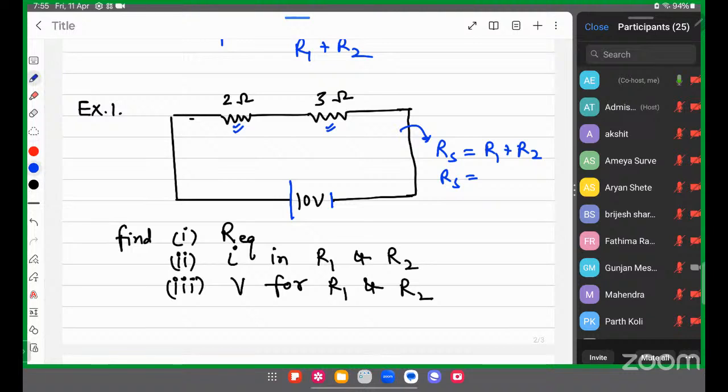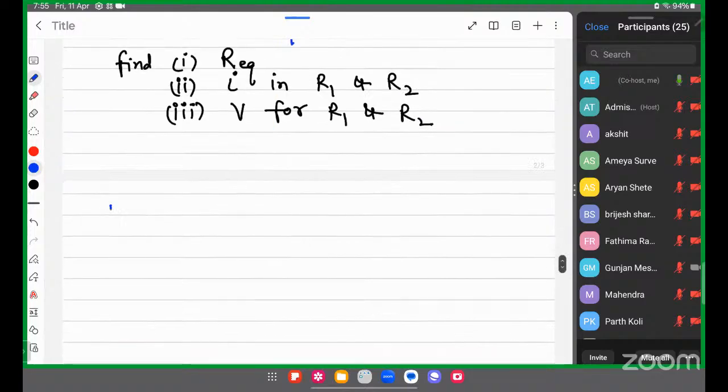So RS will be how much? 2 ohm plus 3 ohm, that is 5 ohm. So overall resistance of the system is 5 ohm, net resistance of the system is 5 ohm. So first answer will be R equivalent equals 5 ohm.